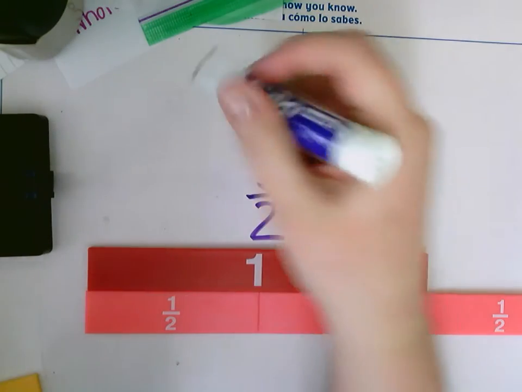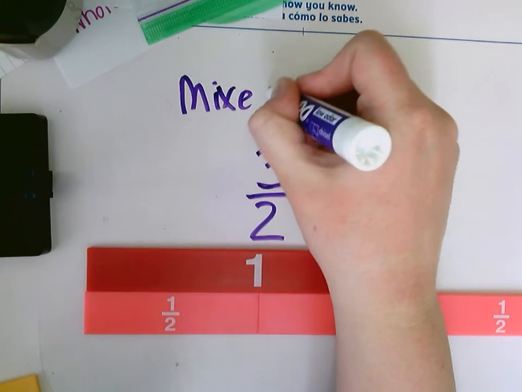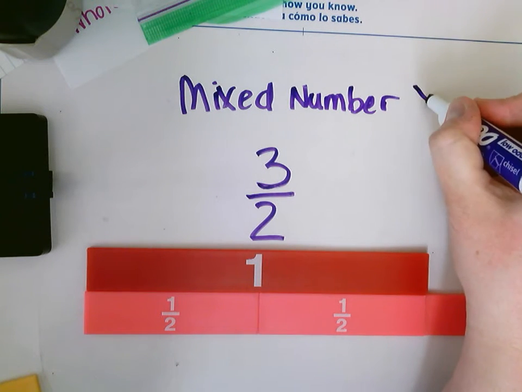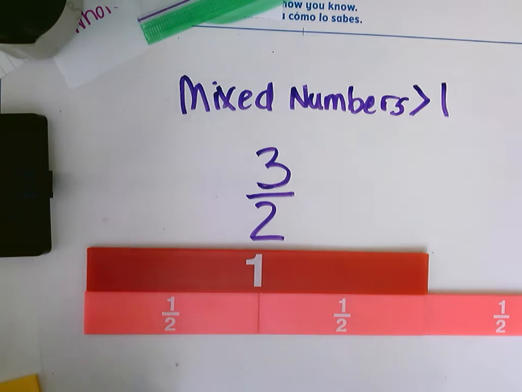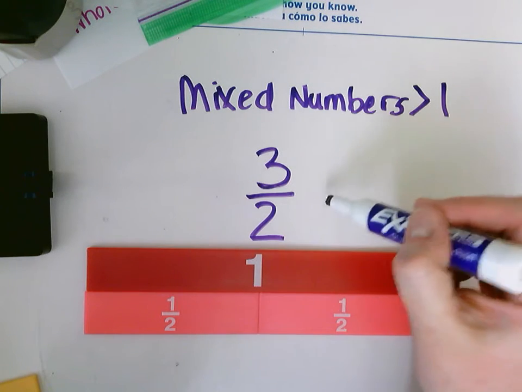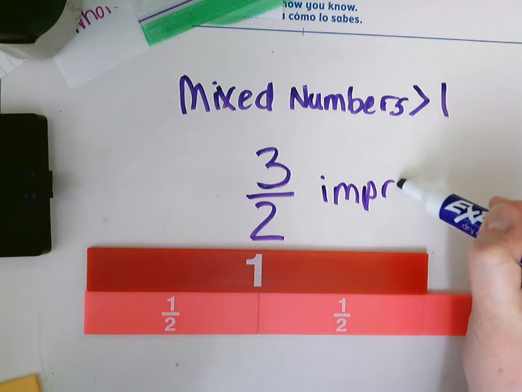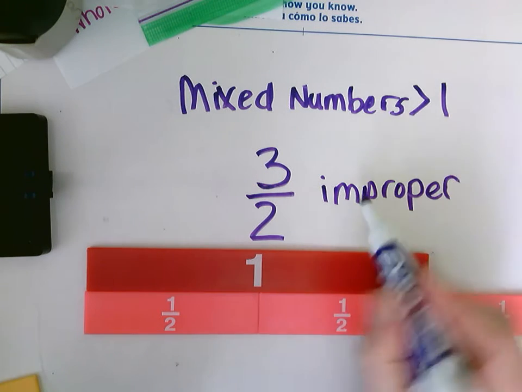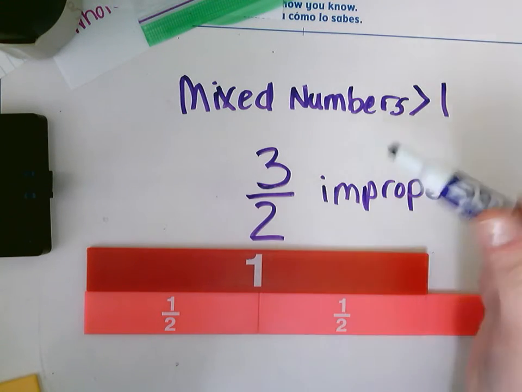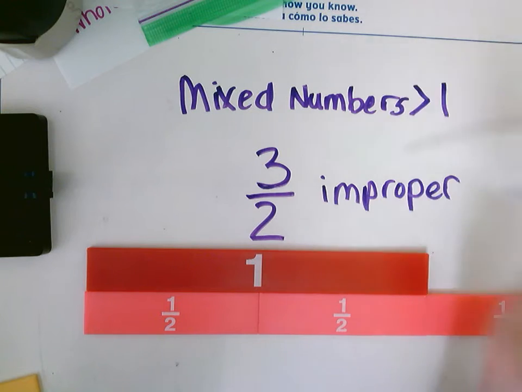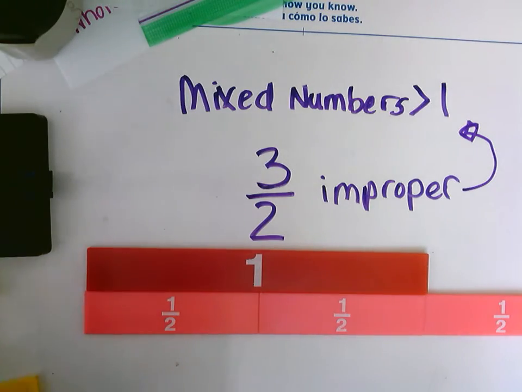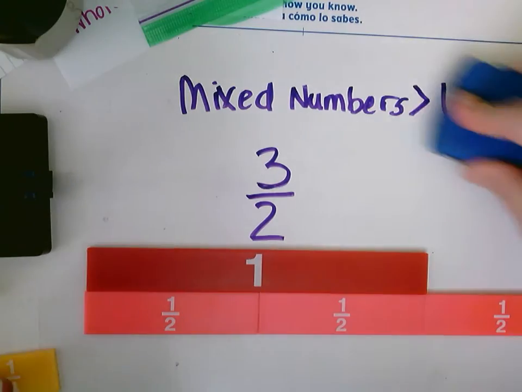So mixed numbers are greater than 1, okay? This fraction is actually called an improper fraction. 3/2 is an improper fraction. It's improper, something is done improperly, it's not done right. So if this is an improper fraction, it's not right because it has a bigger number on top than on bottom. So we usually want to take improper fractions and write them as mixed numbers so that they would be proper again. So how will I do that?